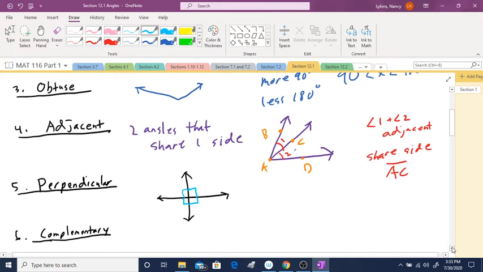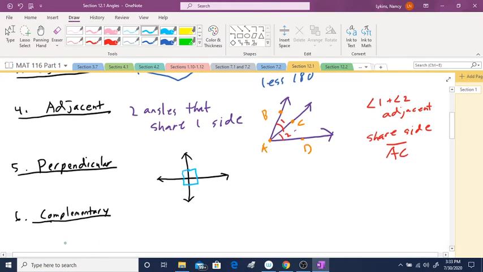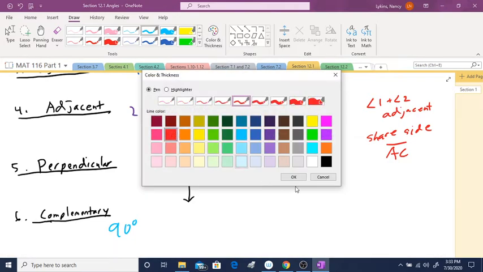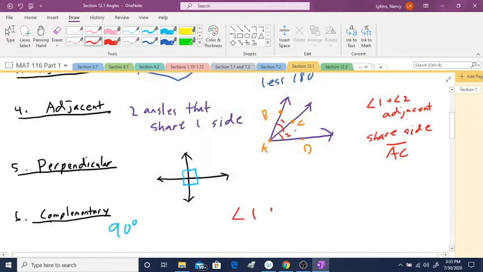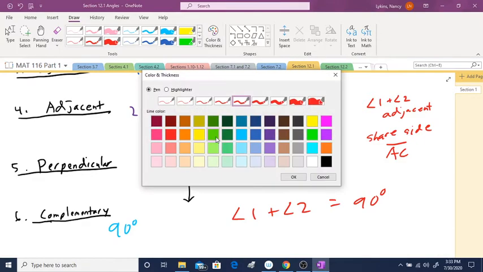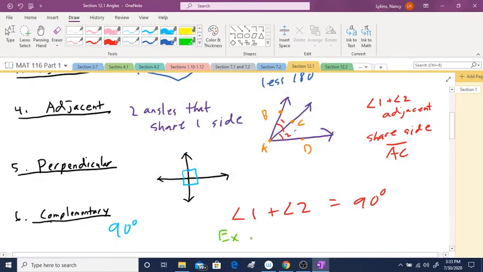Okay, angles that complement each other are complementary angles. The key word to this is 90 degrees. In other words, that means angle 1 and angle 2 have to equal 90 degrees. A quick little example would be, say if angle 1 was 40, what is angle 2? All you'd have to do is subtract 40 from 90 and you get 50.